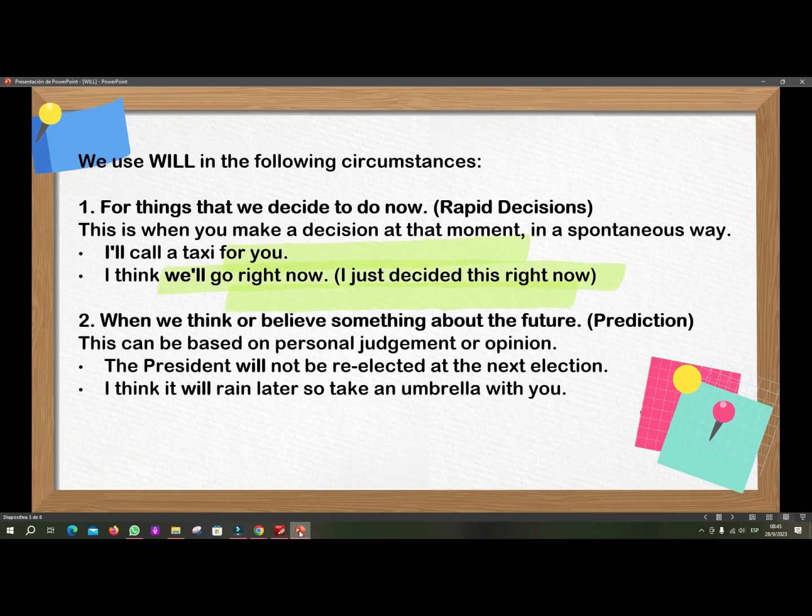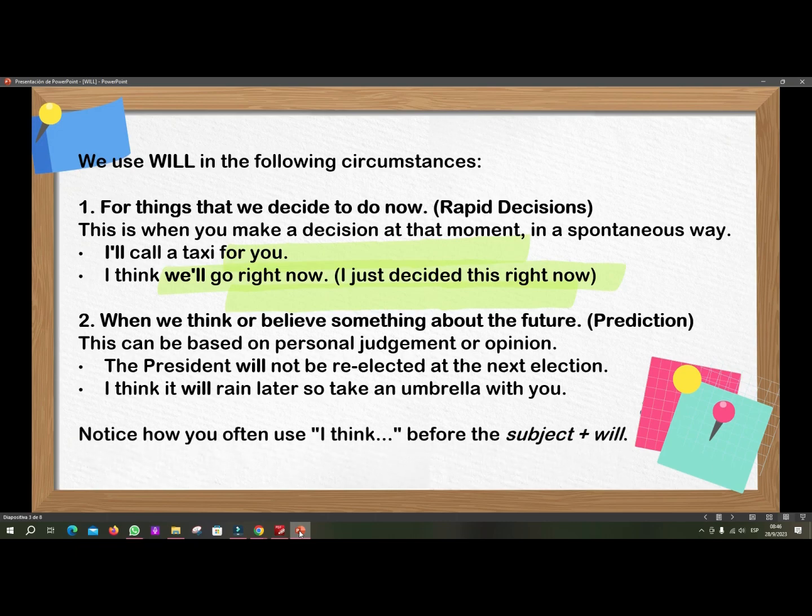I think it will rain later, so take an umbrella with you, right? Igual, la famosa predicción del clima, ¿verdad? Usted ve oscurito, las nubes ahí un poco oscuras, entonces, va a llover más tarde, ¿verdad? No está afirmándolo, pero es una predicción que usted está realizando.